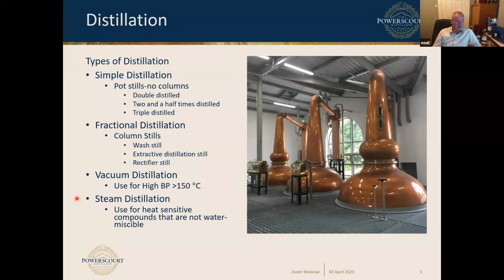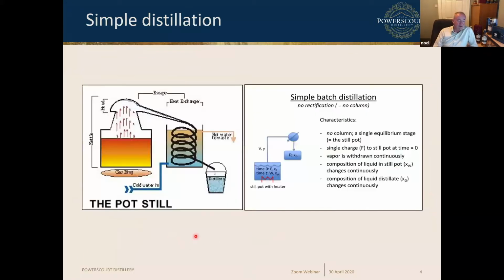But anyway, steam distillation, just another style of distillation, and there are others. This is not an exclusive list. So we go on to the first type, and that's pot still.